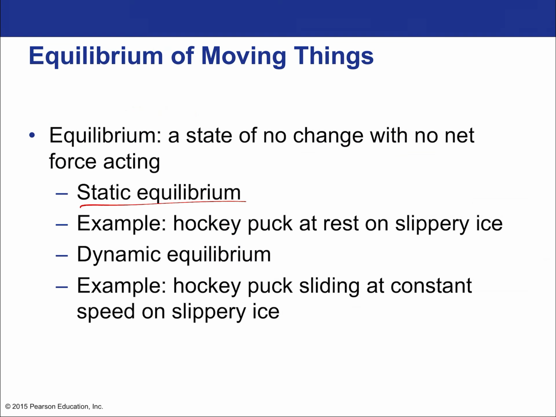A hockey puck at rest on slippery ice. Dynamic equilibrium is a type of equilibrium where you're just not slowing down or speeding up. The hockey puck sliding at constant speed. Okay, so those are just the particular terms. Dynamic, constant speed. Static, rest. Okay, so make sure you know which corresponds to which. The names, I think, help.